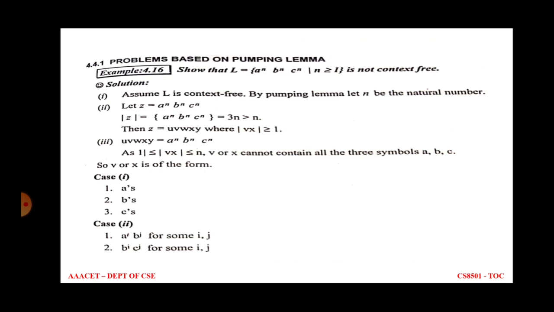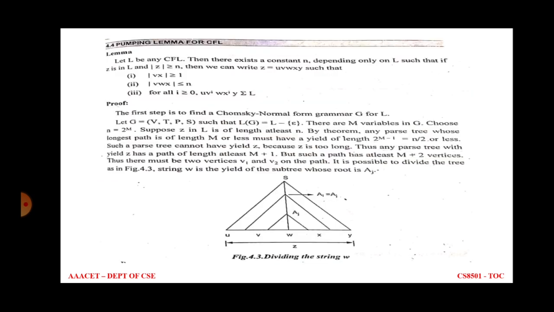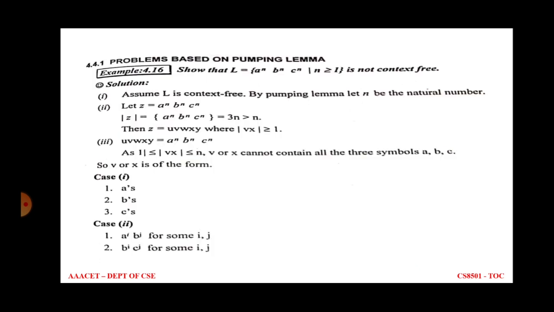So we can see one problem for the pumping lemma. Show that the language L = a^n b^n c^n, where n is greater than or equal to 1, is not a context free language. So to prove it is not context free, we are using the concept of the pumping lemma. We always follow the same steps as in the first unit. First, you have to write the 3 properties as Roman numerals 1, 2, 3. After that we split the given input string into u, v, w, x, y, and prove that it does not belong to the given language.